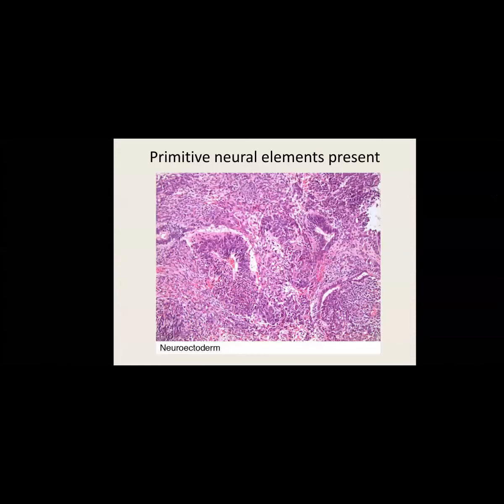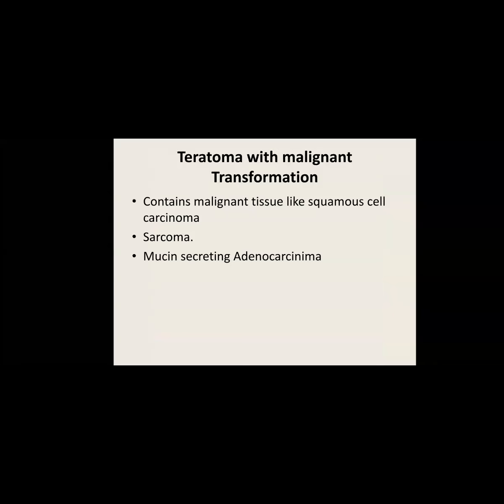And microscopically, you can find the primitive neural elements. These rosette-like arrangements of the structures are all primitive neural elements, derivatives of neuroectoderm. Okay, we have finished the mature teratoma and immature teratoma. Then we will move on to the teratoma with malignant transformation.